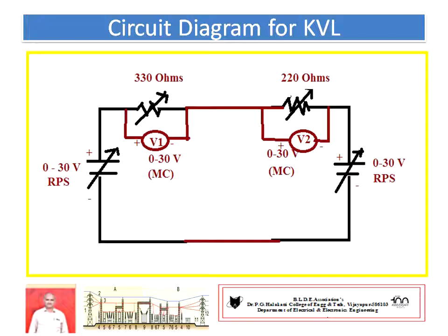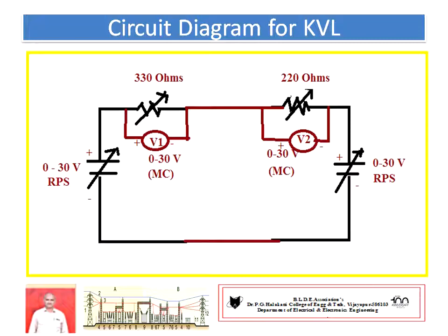The statement we already know: in a closed DC electric circuit, the algebraic sum of voltage drops across the resistances plus the algebraic sum of EMFs in that path of the closed circuit is 0. This is a very simple statement. Here we have to take a 330 ohms resistance and a 220 ohms resistance. Two DC power packs are used here.